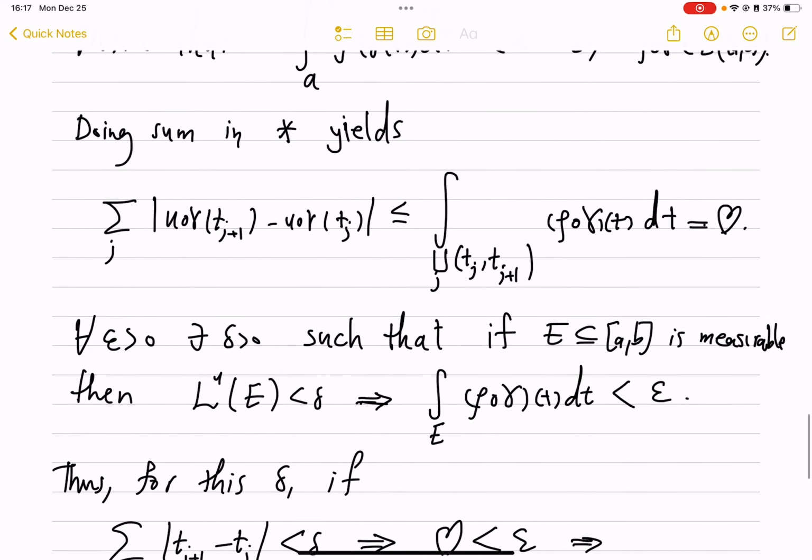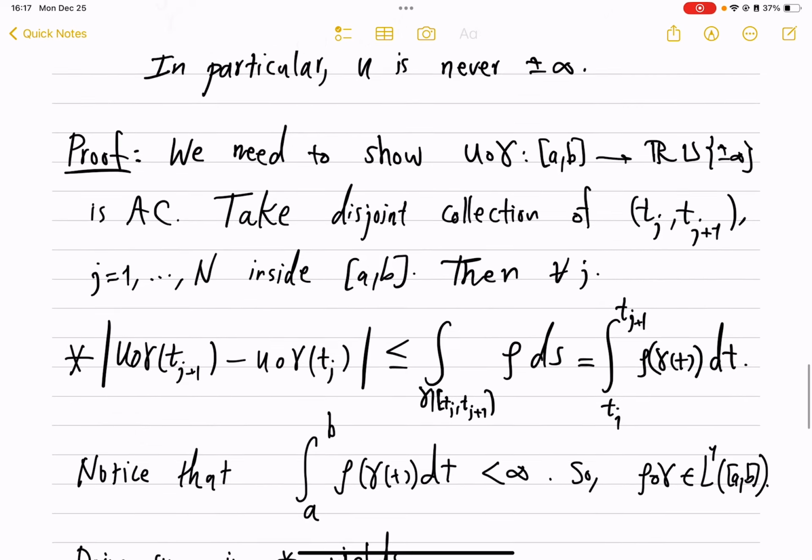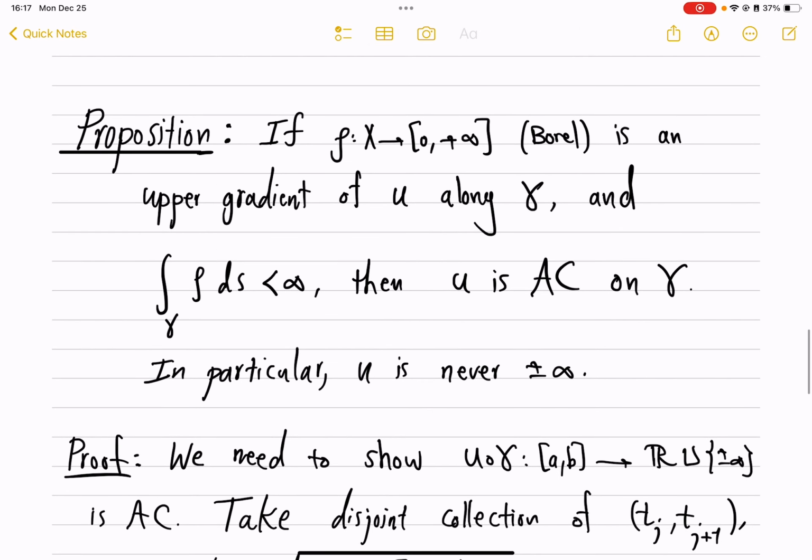So what did we prove? We proved that if you have an upper gradient along a curve, and the total integral of the upper gradient is finite, then you get an AC function on gamma. So this was just a situation with one curve.